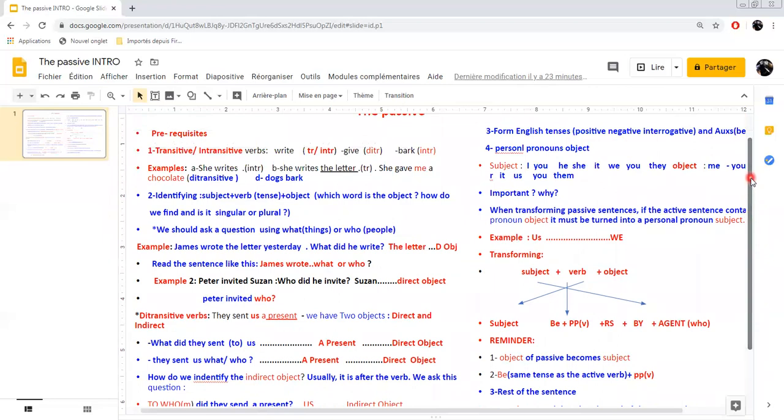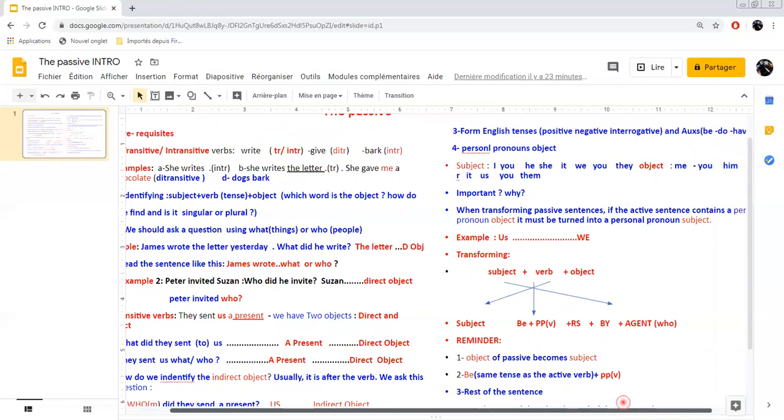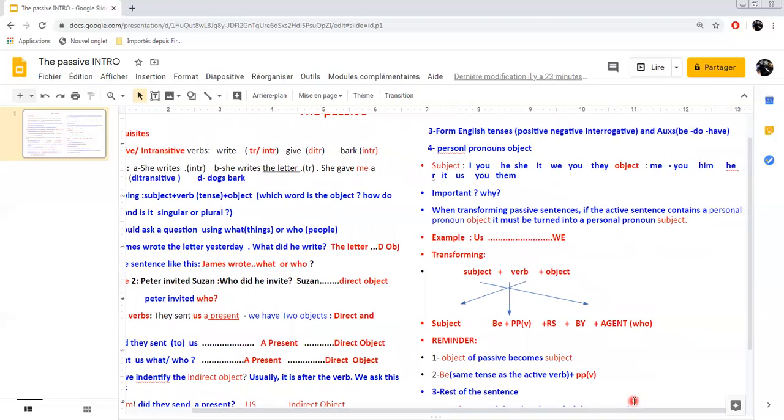Number 2, 3. Every student, of course, maybe third year level, should know how to form English tenses, positive, negative and interrogative. You should know how to form your tenses, whether it is the positive or the negative or the interrogative. And you should know by heart, of course, the auxiliaries to be, to do, and have. Four tenses, positive, negative, interrogative too.